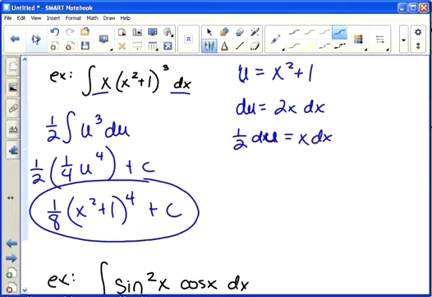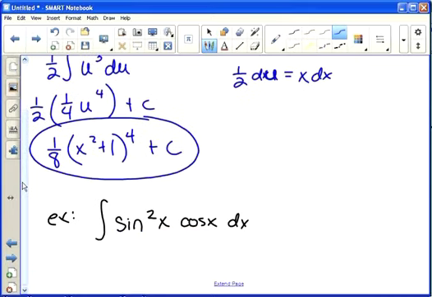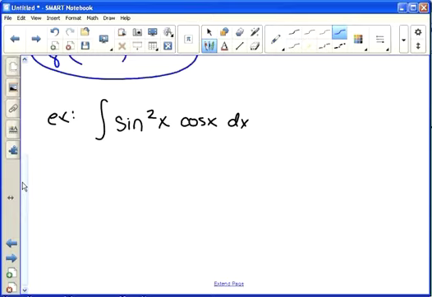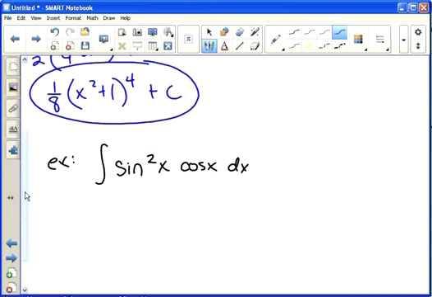Alright, next we'll look at u substitution with trig. u should be sine, and the reason is sine is inside of a power. It's being squared, so that's what makes it a good choice. The derivative of u would be cosine x dx, which is a perfect match. Nothing has to change. So we can substitute in our u's and get u squared du.